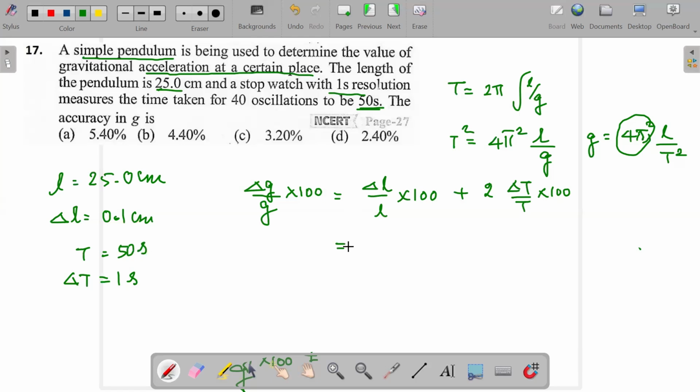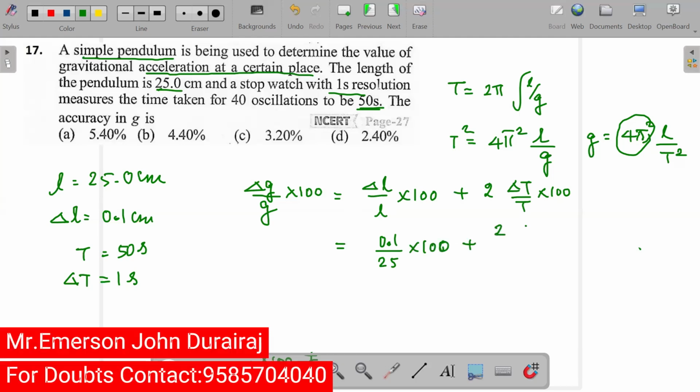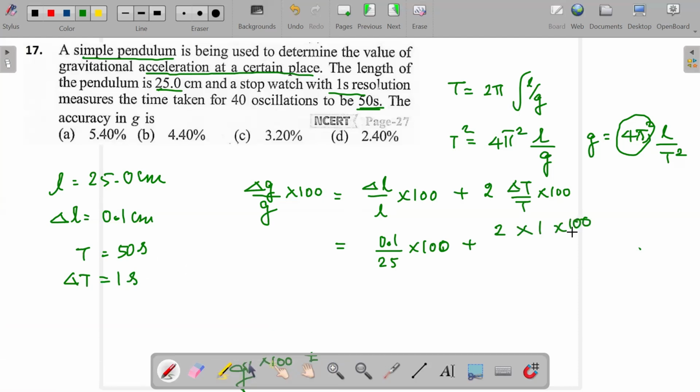So let's solve it. Del L is nothing but 0.1 divided by 25 into 100, plus 2 into del T, which is nothing but 1 second, into 100 by time, which is 50. Calculate it. 10 by 25 is 0.4, plus 200 by 50 is 4. The answer is 4.4% is the answer.